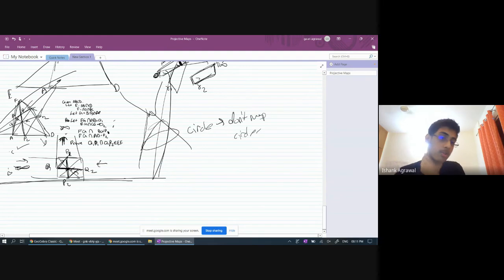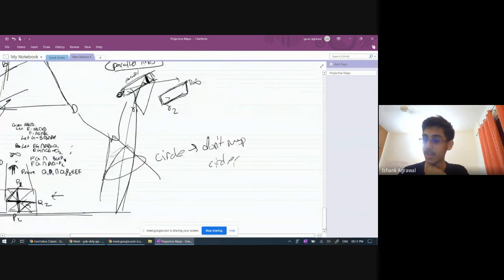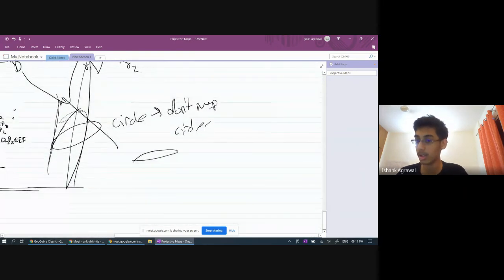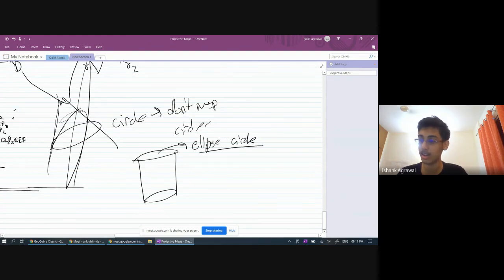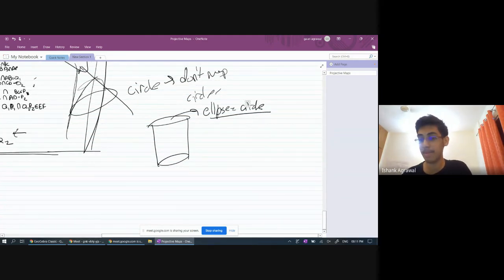Does that make sense? Why circles don't map to circles? If anybody's done any bit of drawing, then you'll see that glasses are made like this and cylinders. This is an ellipse, but we treat it as a circle, right? So that's kind of the thing, that you can't use circles that well in projective maps. But there is one type of projective map that you can keep a circle, right? You can have your cake and eat it too.